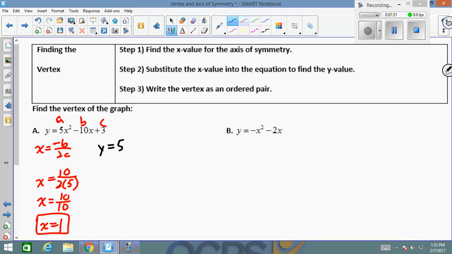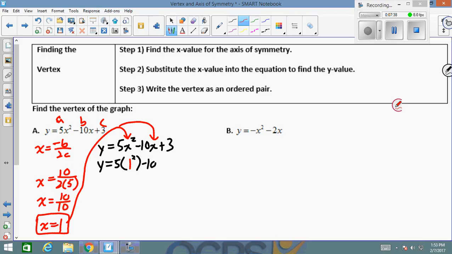So now we're going to use our original equation, because we need the y value of that vertex point. And anytime I see an x, I'm going to replace it with this x from here, which is 1. So it's going to go there and there. So it's 1 squared. Okay? Then from here, you always do the exponent first. So 1 squared is 1.